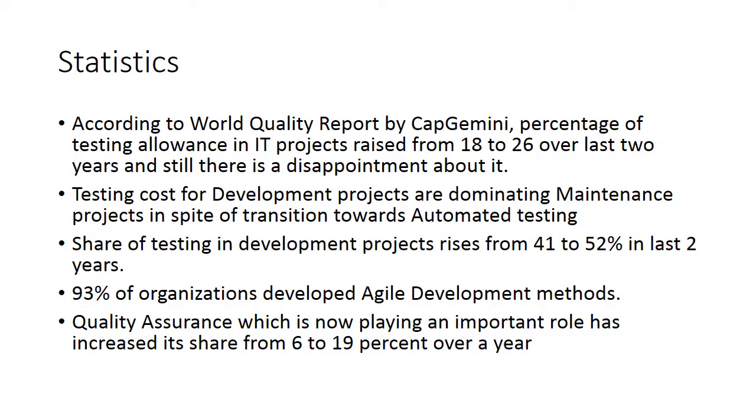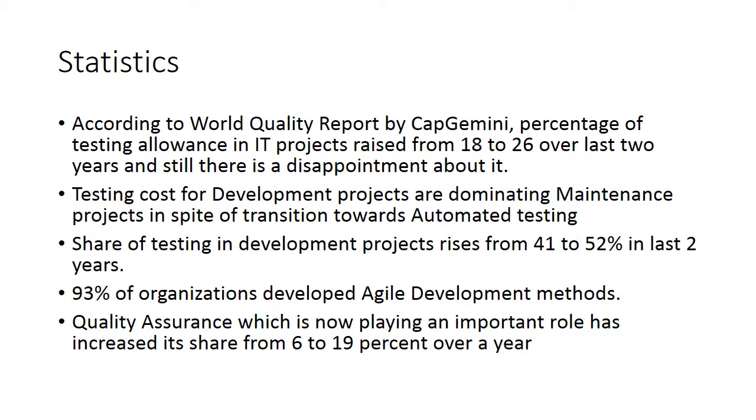When we go to statistics, according to World Quality Report by Capgemini, percentage of test allowance in IT projects rises from 18 to 26% over last 2 years, and still there is a disappointment among companies about it. Testing costs for development projects are dominating maintenance projects in spite of transition towards automated testing. Share of testing in development projects rises from 41 to 52% in last 2 years.